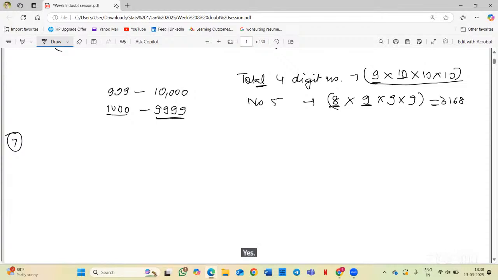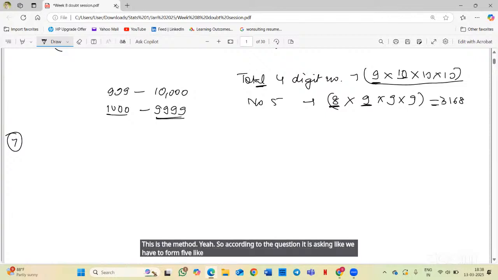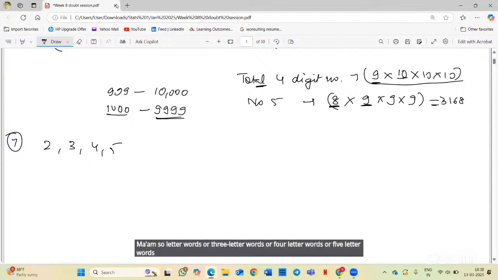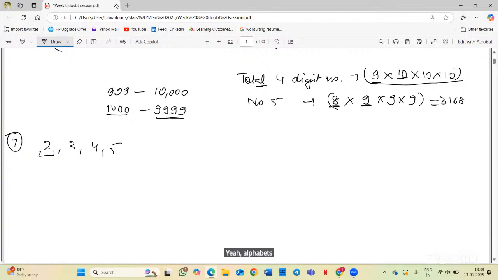Yeah. So according to the question, we have to make words with five distinct alphabets. And we have to take two or more alphabets at a time. So actually, we can take two alphabets at a time, three alphabets at a time, four alphabets at a time, and five alphabets at a time. Correct? Who asked me? Manish, ma'am, so are they two-letter words or three-letter words or four-letter words or five-letter words? Yeah, the question is with two alphabets, three alphabets, four alphabets, and five alphabets.